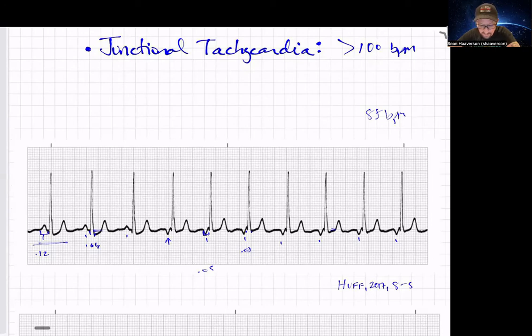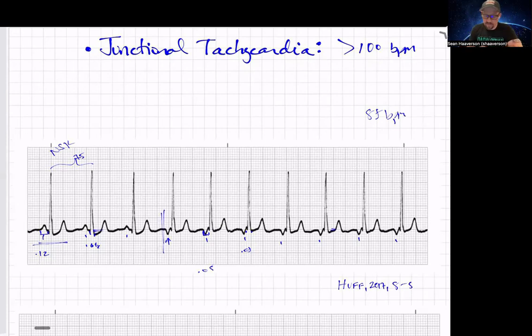And I don't actually see any ectopic beats, but I do see that we have a change. So it looks like we're starting off with something that, if we look at this rate, if we use the sequence method, is going to be a normal sinus rhythm. And it looks like the rate's going to be 300, 150, 175, so about 75 beats per minute. So that would be a normal sinus rhythm.